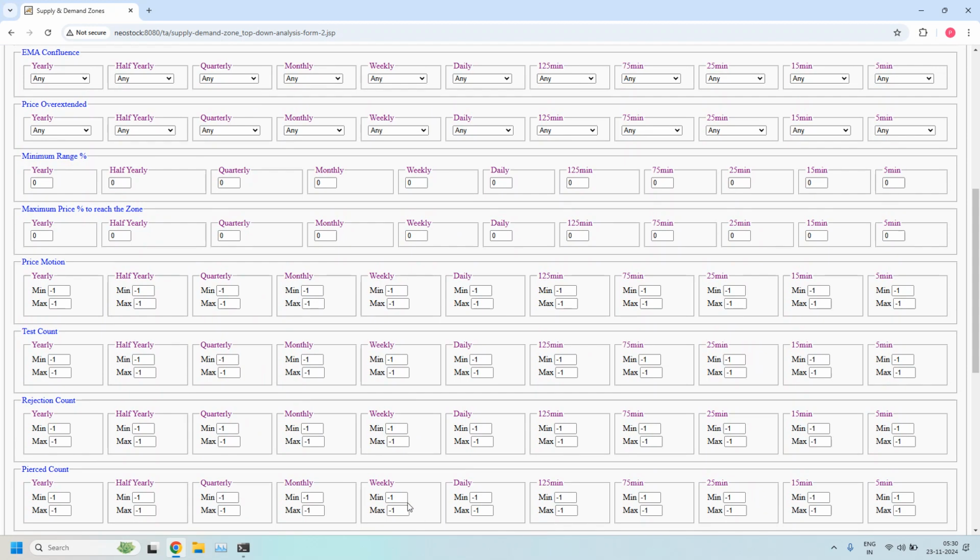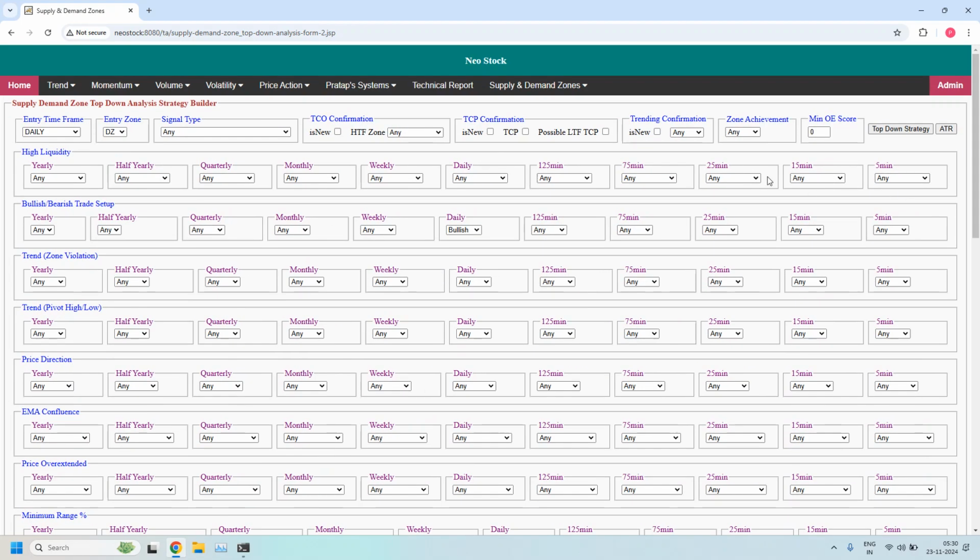So in the pierced count, at a daily time frame, entry time frame, because entry zones are daily zones. So these daily demand zones should not be pierced. So minimum value 0, maximum value 0. That means zone is not pierced. And zone achievement should always be violated opposing zone. Minimum odd enhancer score 12. All the 3 filters are applied to daily demand zone.